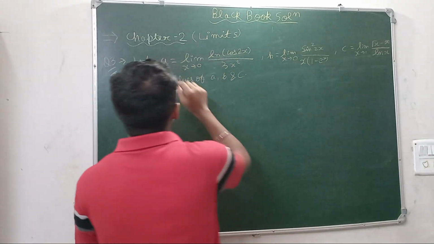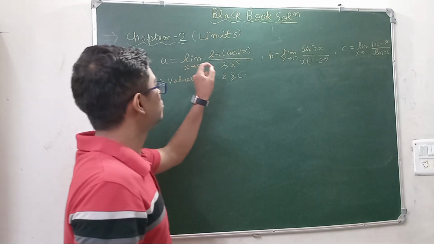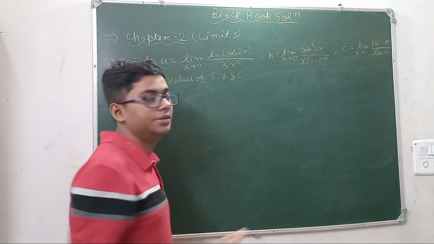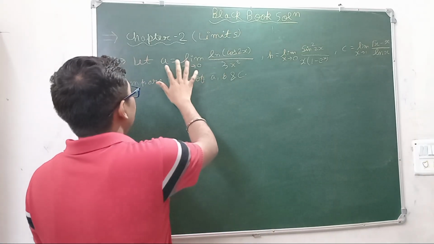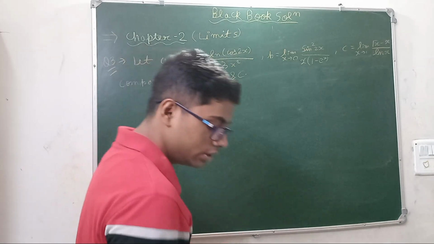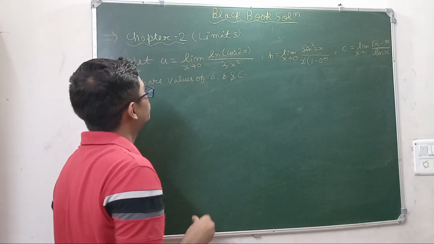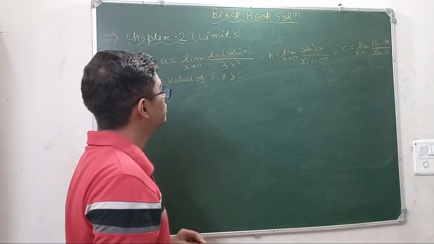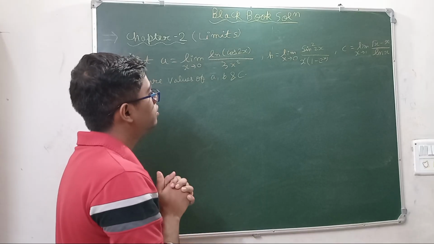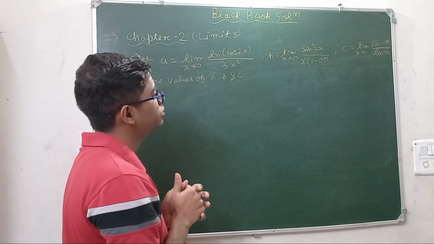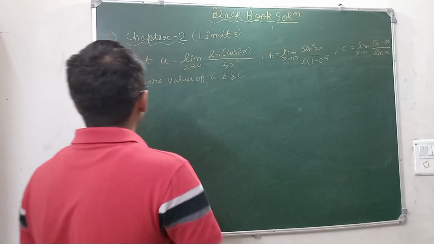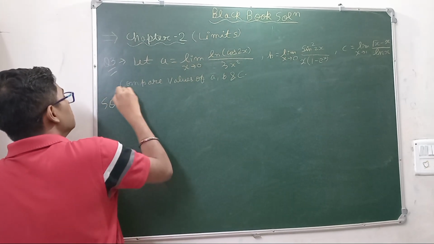Question number 3 is saying limit a is equals to limit x tends to 0. We have been given 3 limits and we have to compare the value of a, b and c. So the limit a is saying limit x tends to 0, ln cos 2x upon 3x square. B is limit x tends to 0, sin square 2x upon x into 1 minus e to the power x. C is limit x tends to 1, root x minus x upon ln x. Okay, we have to compare the values of a, b and c. So come on, let us solve this question.